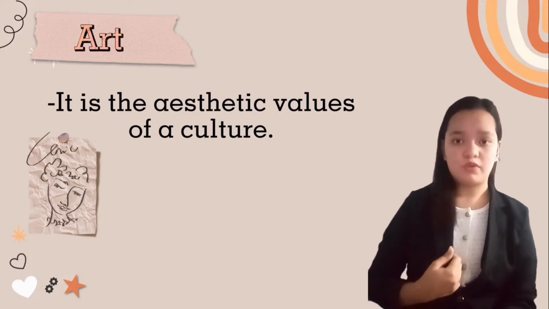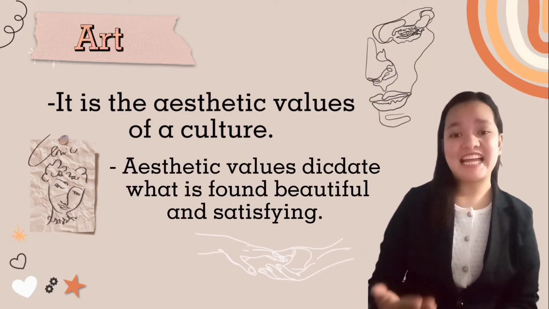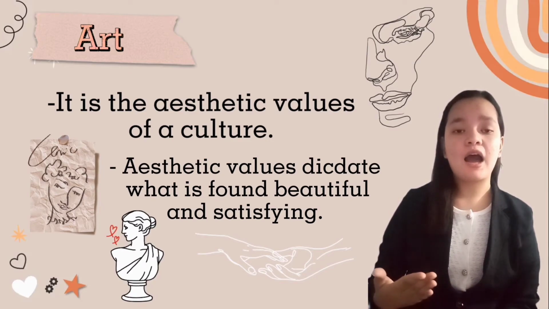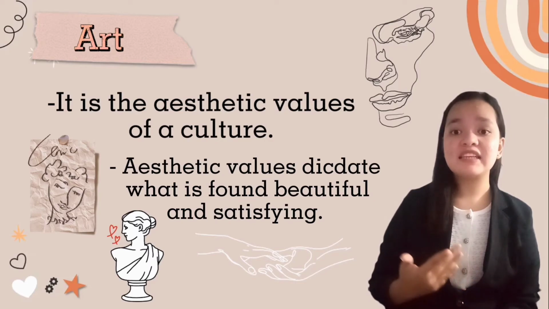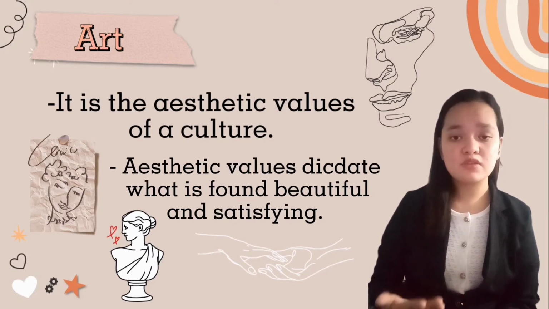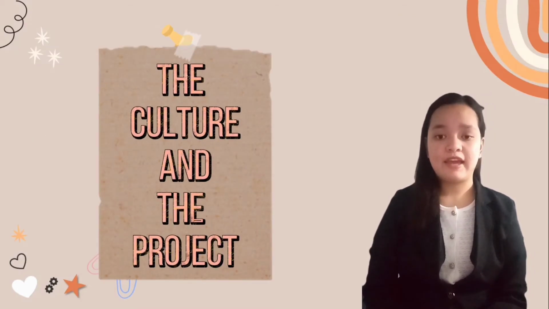Number 4 is art. It is the aesthetic values of culture. Aesthetic values dictate what is found beautiful and satisfying. So when we say a society is said to have style, style comes from the culture's aesthetic values, and that style has its source. So let's proceed to the culture and the project.